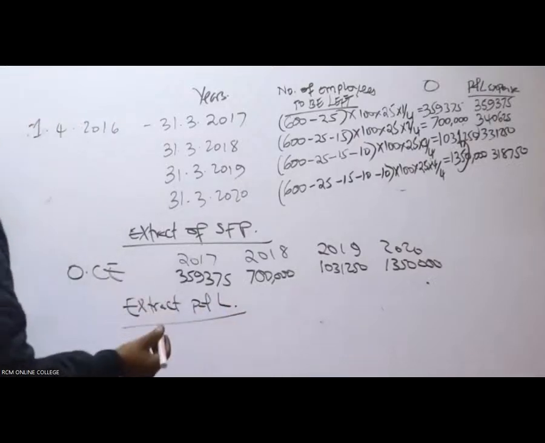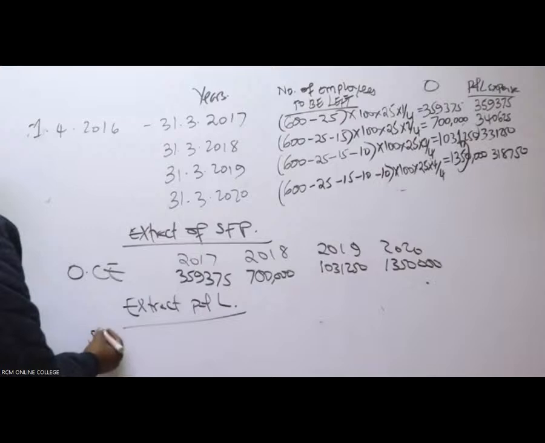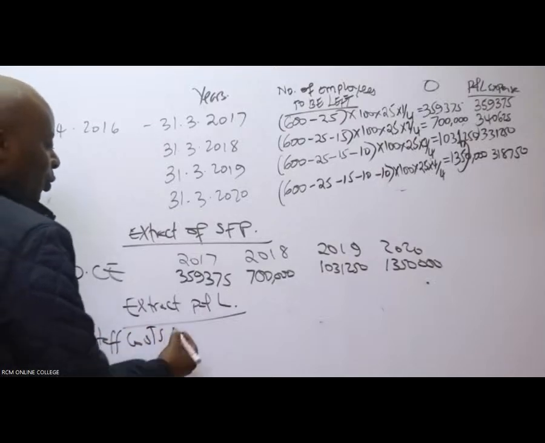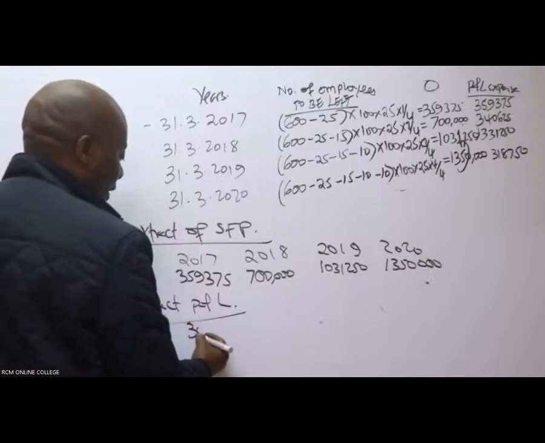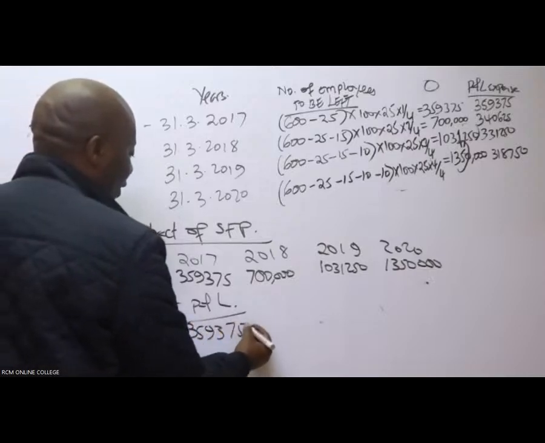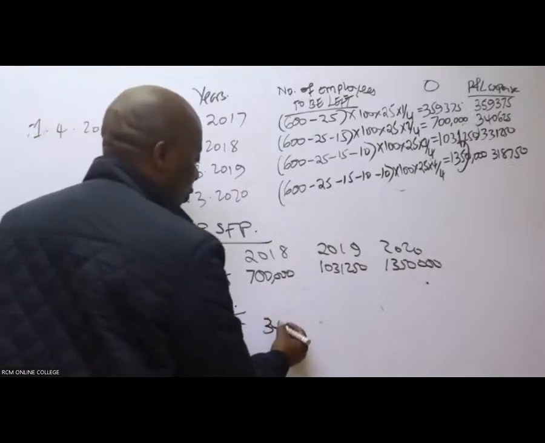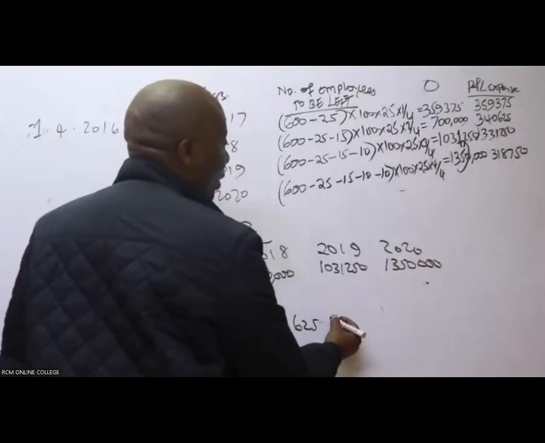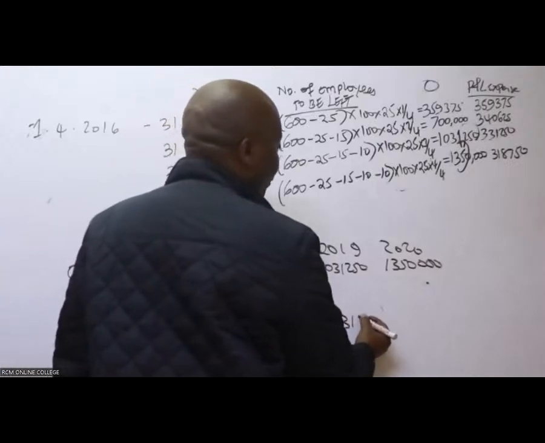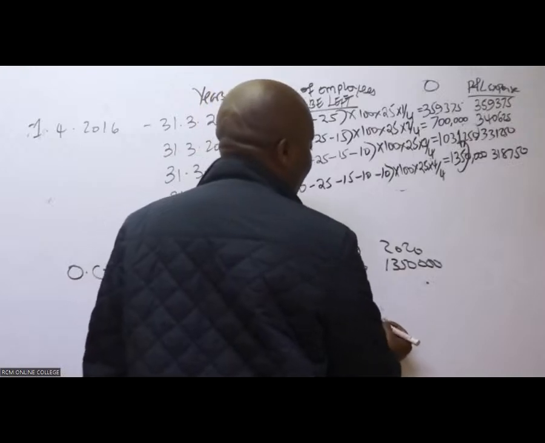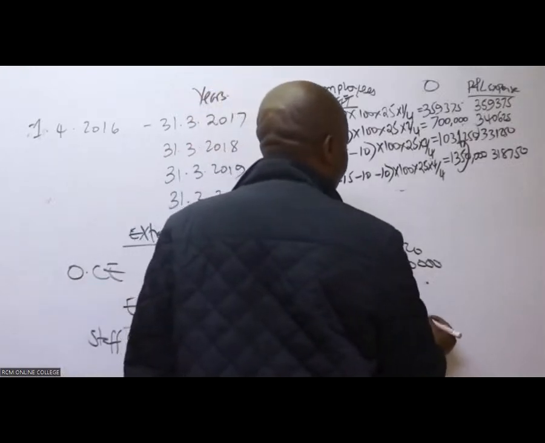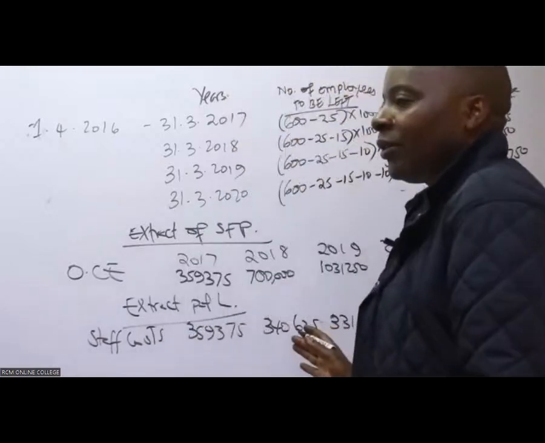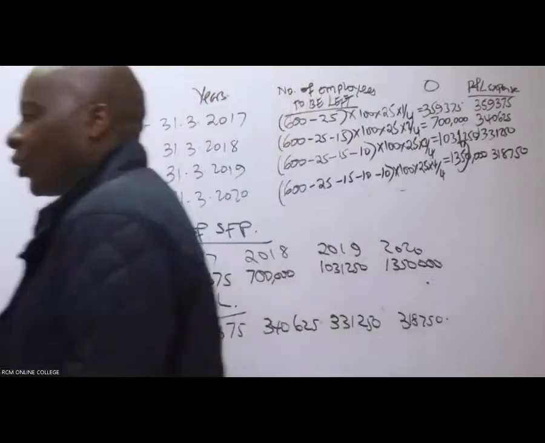Extract means part of it. So we have what we call the staff costs for those same years. So we have 359,375, we have 340,625, we have 331,250, we have 318,750, and then of course you are now very okay. Now you're very okay. Extracts are down there.